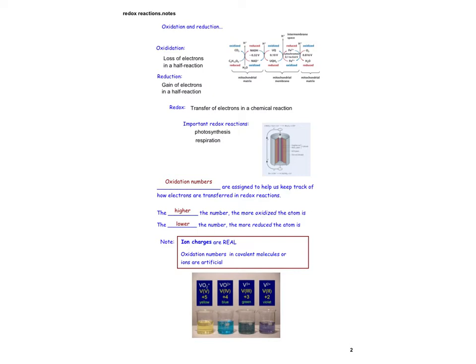So let's review what redox is. Redox reactions are the transfer of electrons in a chemical reaction. And so there are two half reactions associated with it. Oxidation, which is loss of electrons, and reduction, which is gain of electrons. How do you remember which is which? Well, there's a bunch of different ways, but I like to use OIL RIG. Oxidation is loss, reduction is gain of electrons. So OIL RIG reminds us that oxidation is losing our electrons, reduction is gaining our electrons.